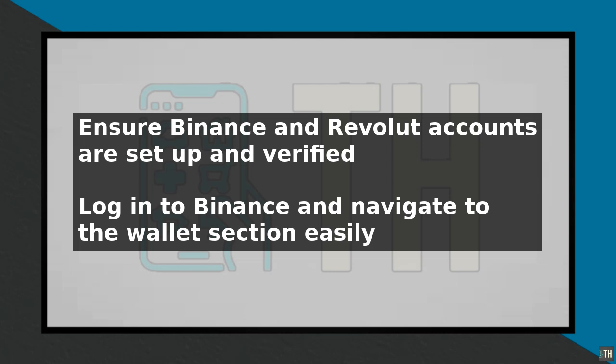Click on the Bitcoin section and then click on Withdraw. You will be prompted to enter the recipient address, which is the address of your Revolut Bitcoin wallet.